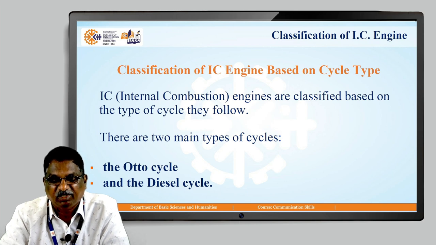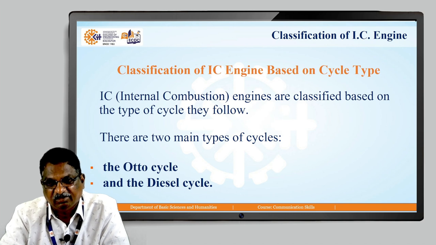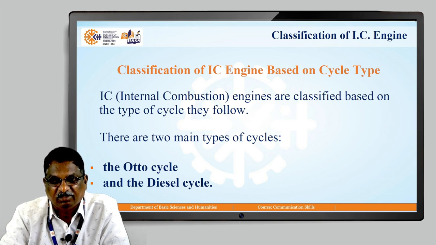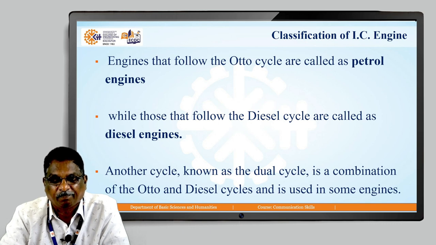Then classification of IC engine based on cycle type. IC engines are classified based on the type of cycle they follow. There are two main types of cycles: the Otto cycle and the diesel cycle. This is according to cycle type. Engines that follow the Otto cycle are called petrol engines. So we can say that the petrol engines are of Otto cycle type, while those that follow the diesel cycle are called diesel engines. Another cycle known as the dual cycle is a combination of Otto cycle and diesel cycles, and it is used in some engines.